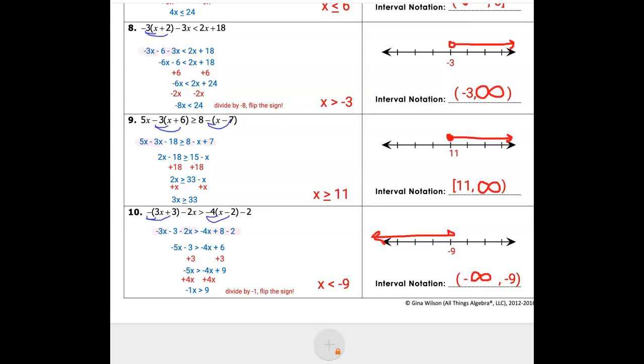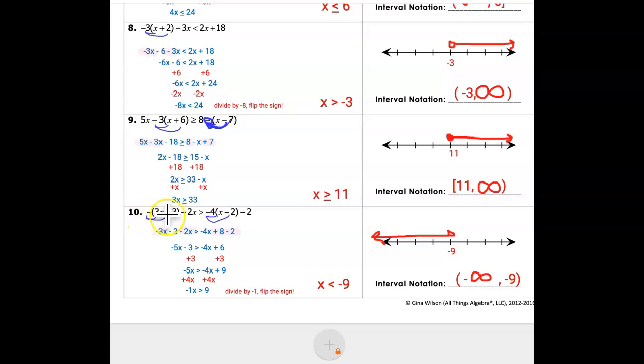And then 8, 9, and 10 involved some distributing and combining like terms. So for 8, we start by distributing the negative 3 on the left. That's where the 3x and the minus 6 come from. Then we combine our like terms and follow the same steps from up above. Move the variables to the left, the numbers to the right. Same thing with number 9, started by distributing the negative 3 on the left, and then we also had to distribute this negative sign here on the right. So that's why we ended up with negative x and positive 7. Combine our like terms, move variables to the left, move numbers to the right.